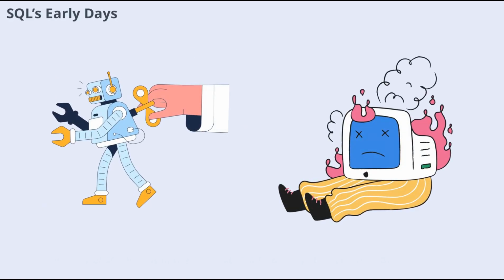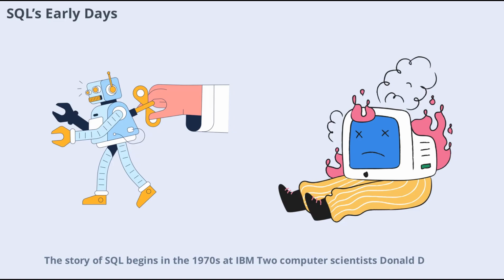The story of SQL begins in the 1970s at IBM. Two computer scientists, Donald D. Chamberlain and Raymond F. Boyce, developed this language to help manage and query relational databases. Initially, they called it SEQUEL, which stood for Structured English Query Language. The goal was to make it easier for people to interact with databases using simple English-like commands. This innovation laid the foundation for modern data management.